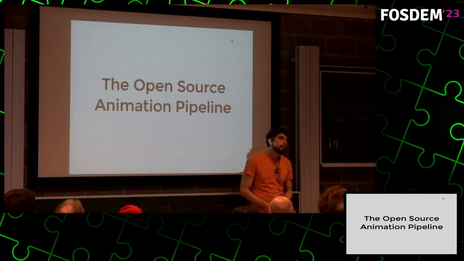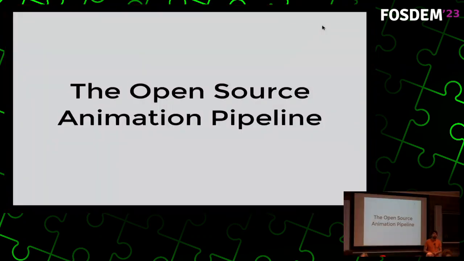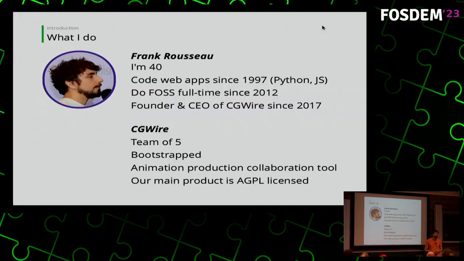So hello FOSDEM, my name is Franck Rousseau and I'm going to introduce you to animation movie pipelines. Before going further into the presentation, I'm going to introduce myself a little bit. I've done web applications for 25 years and I've done free software as a professional activity for 10 years. I'm also the founder of a company named CG Wire. We are a bootstrapped company, a team of 5, and we make a product aimed at providing project management services for animation studios. This product is licensed under AGPL.